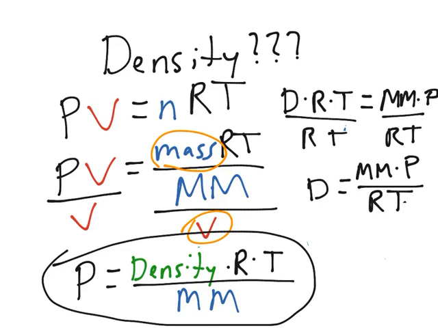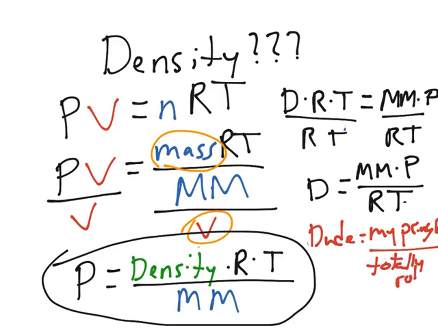Now, you don't have to necessarily memorize this, but I have a very eloquent way of memorizing that density equals molar mass times pressure over RT. And that is to say that, dude, my Pringles on top, you know, the delicious chip, totally rotted. And this has absolutely nothing to do with density. It's just my mnemonic device that density equals molar mass times the pressure divided by RT. Dude, my Pringles totally rotted.